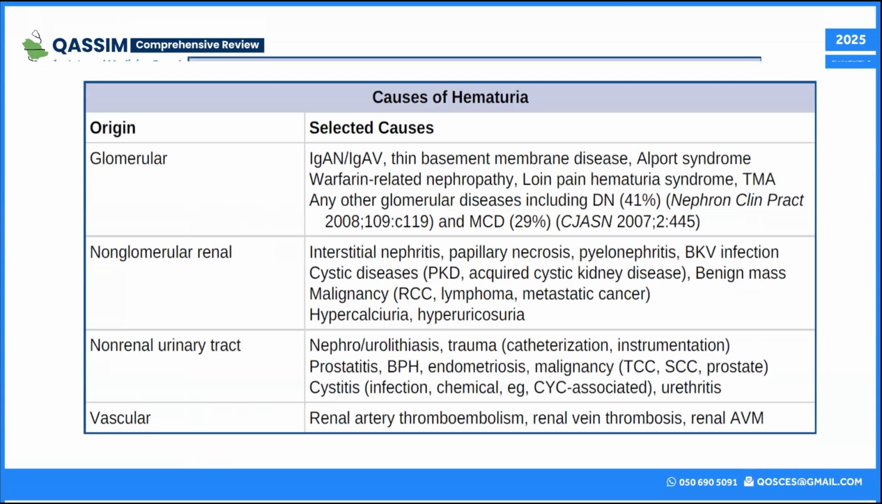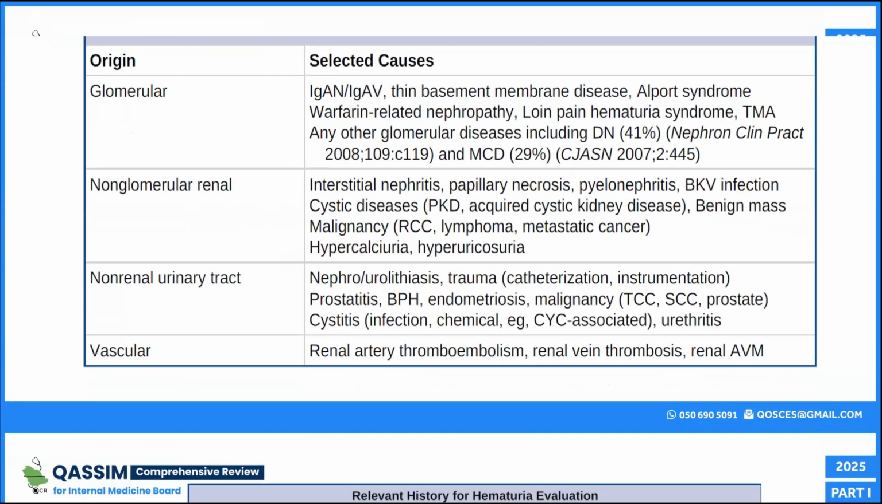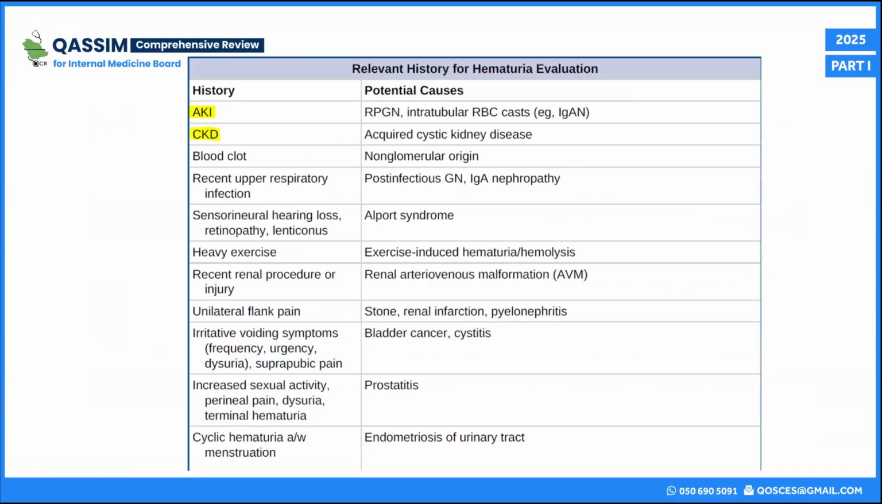What points us toward the glomerular cause? The patient will have proteinuria also. Proteinuria with hematuria most likely is a glomerular cause. While if the patient has hematuria without proteinuria, look for another cause. This is just to guide you on how to differentiate between the causes of hematuria.